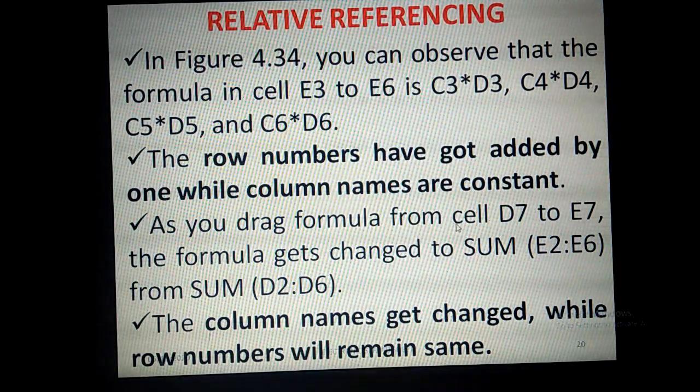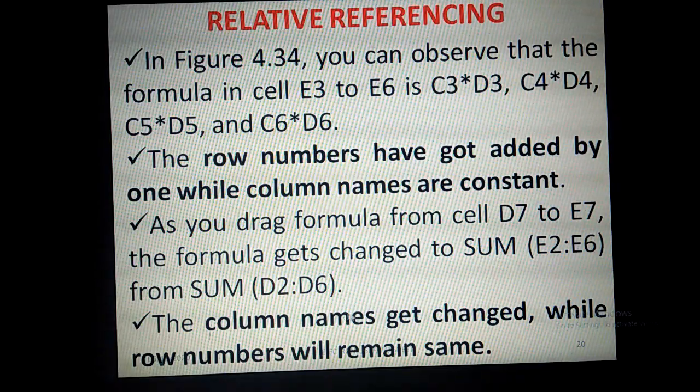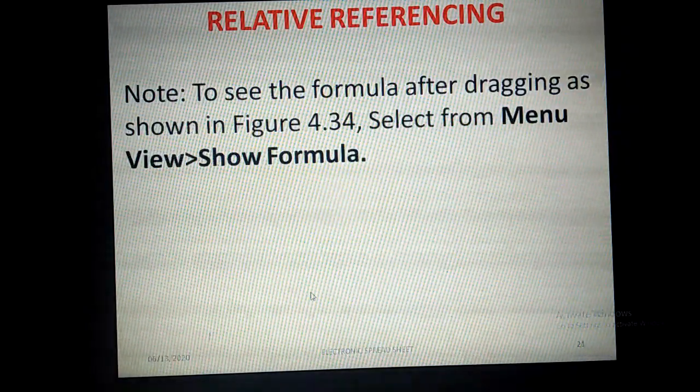As you drag the formula from cell D7 to E7, the formula gets changed from sum of E2 colon E6 to D2 colon D6. See here, column names get changed while row numbers remain constant, that is the same.